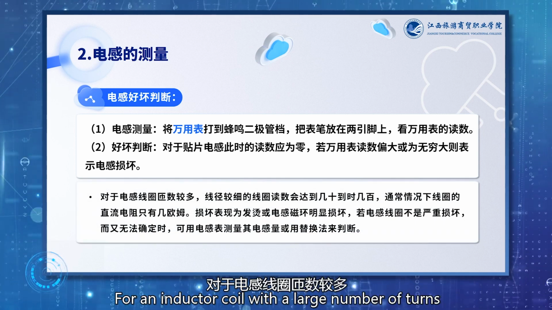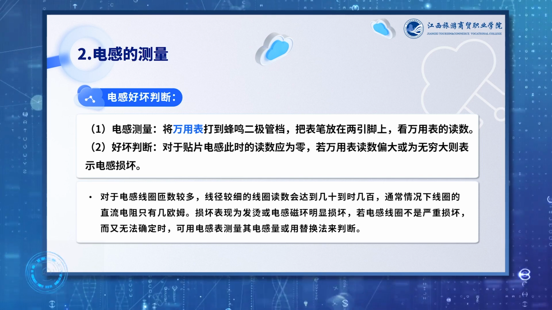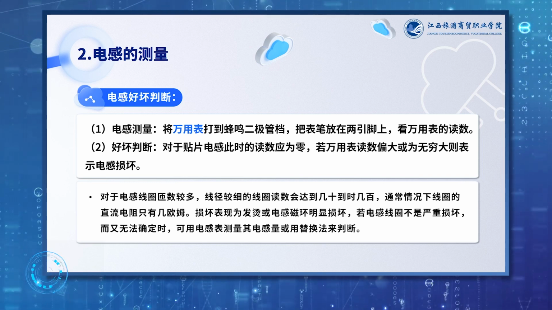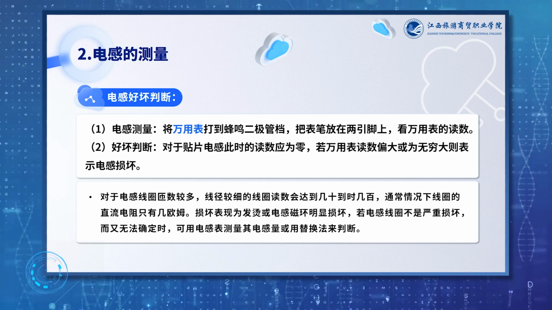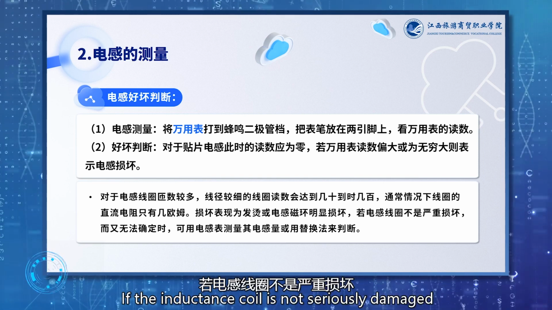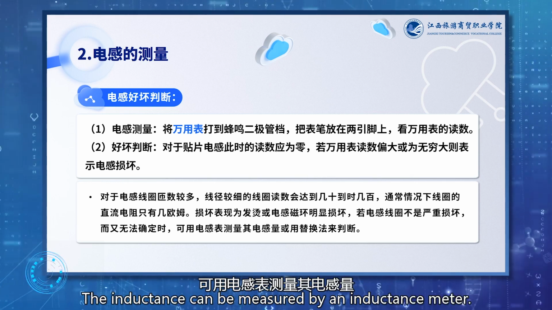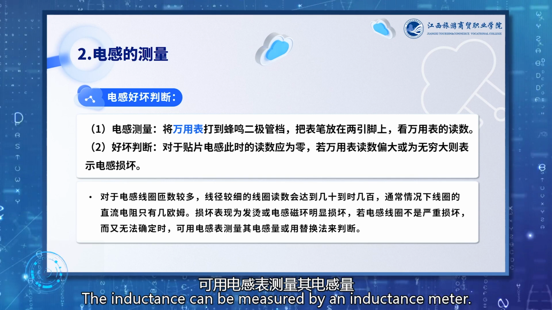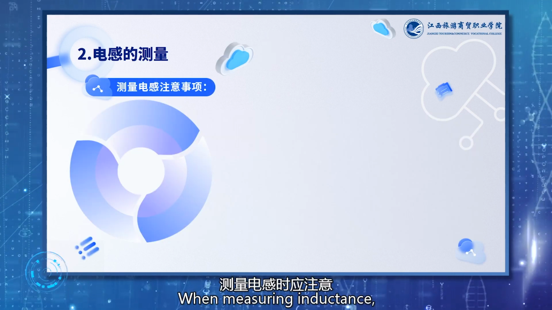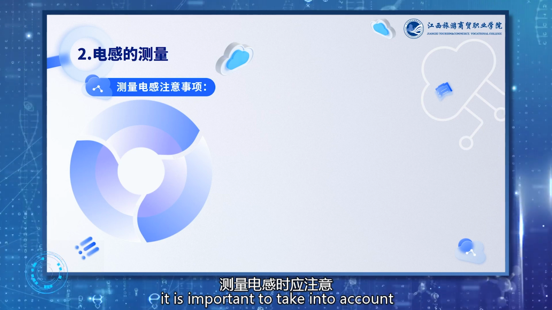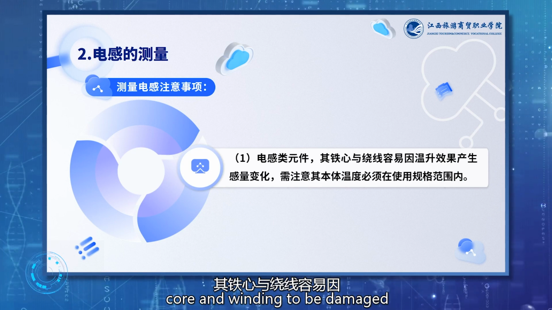For an inductor coil with a large number of turns, if it has a smaller wire diameter, it may appear hot when damaged. Or the inductance magnetic ring may be obviously damaged. If the inductance coil is not seriously damaged and you can't be sure, the inductance can be measured by an inductance meter, or judged by the substitution method. When measuring inductance, it is important to take into account the susceptibility of inductive elements, core, and winding to be damaged.